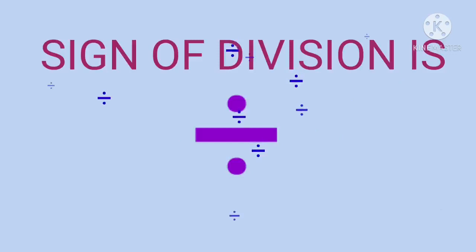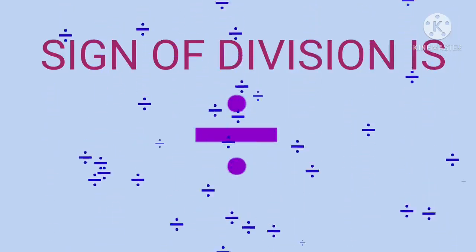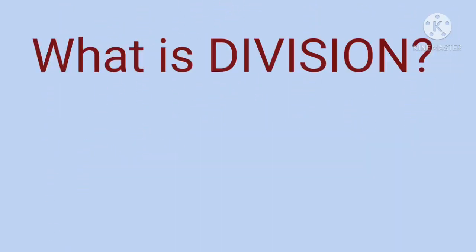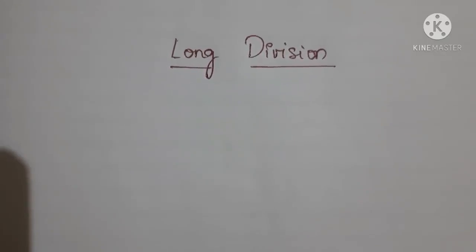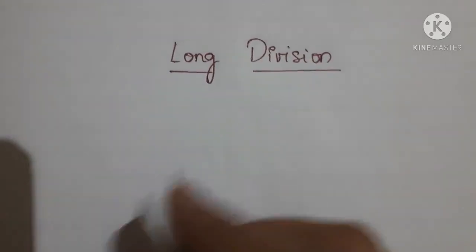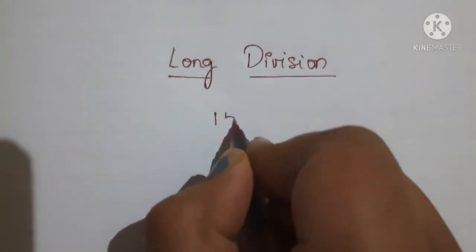Divisions. Sign of division is ÷. Children, what is division? Division means to distribute equally. Children, now let us revise long divisions. Let us take an example.